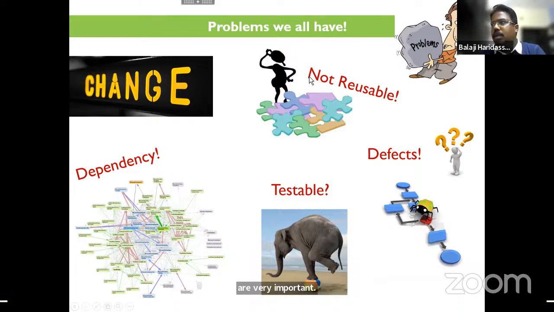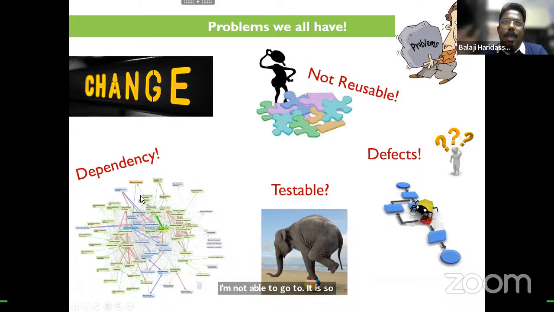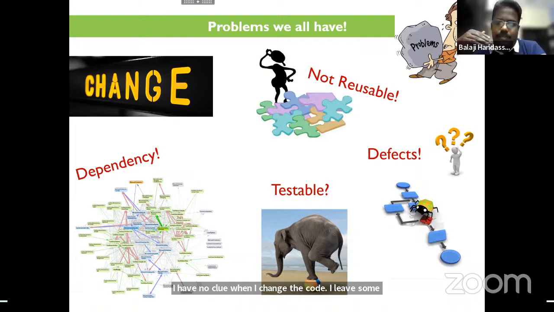It is not reusable. I prepared something, and someone wants to use my code, but they are not able to, because it is so rigid. Because I have such complex code, I have no clue what happens when I change it. I leave some dependencies and I create defects. So this is the beauty of the software industry. The company pays them to code. The member takes it carelessly and writes a poor design. He injects a defect, and the company pays him to fix the code. It goes like this. So the cost of quality is high.